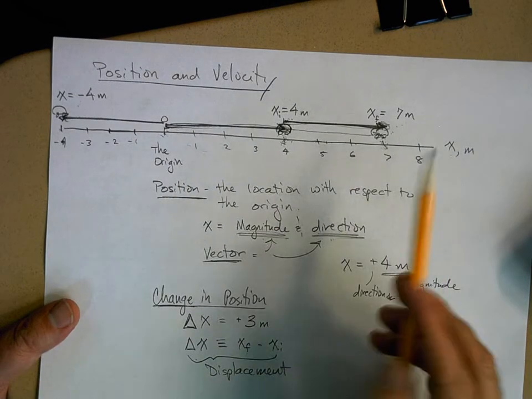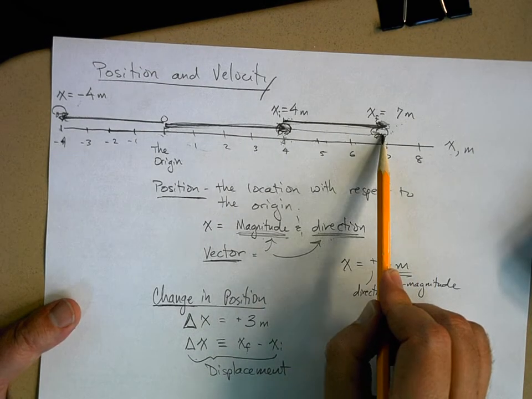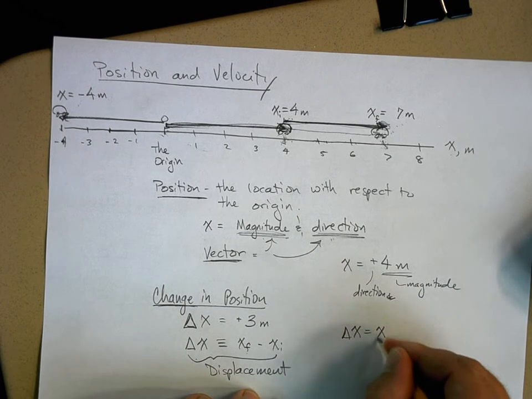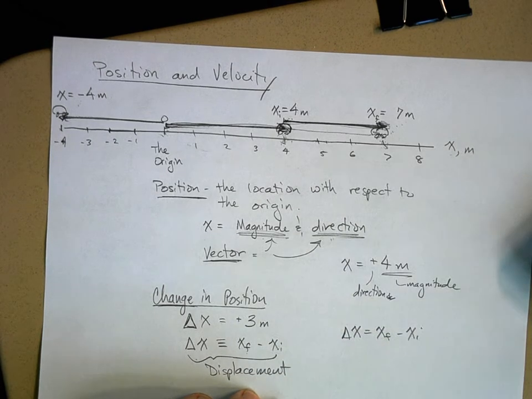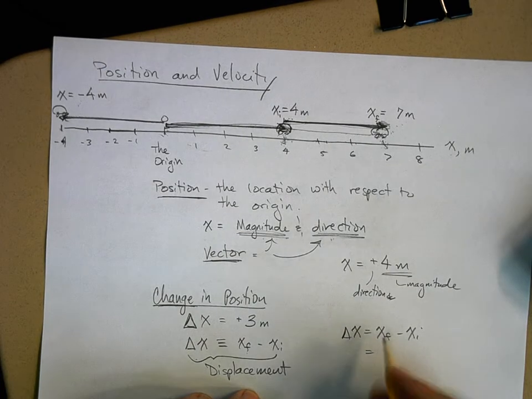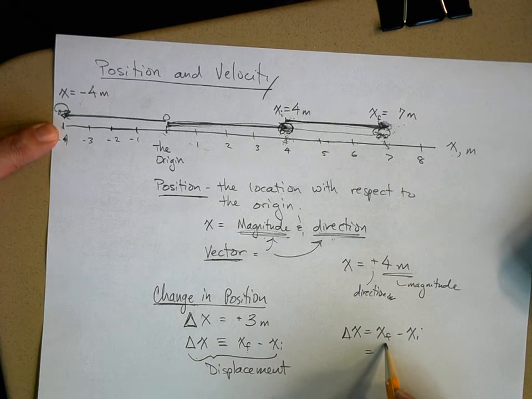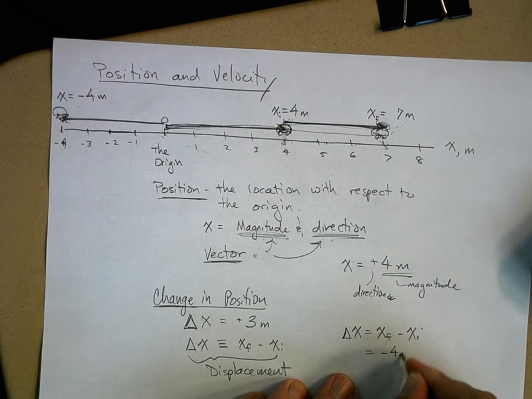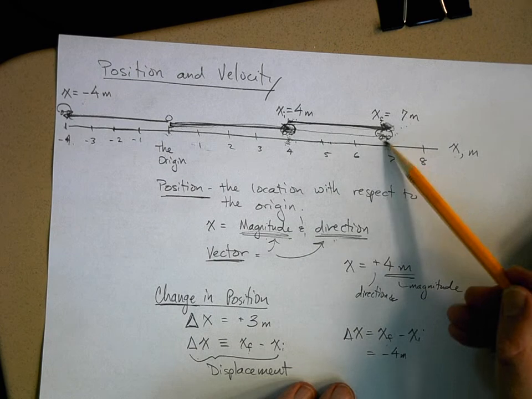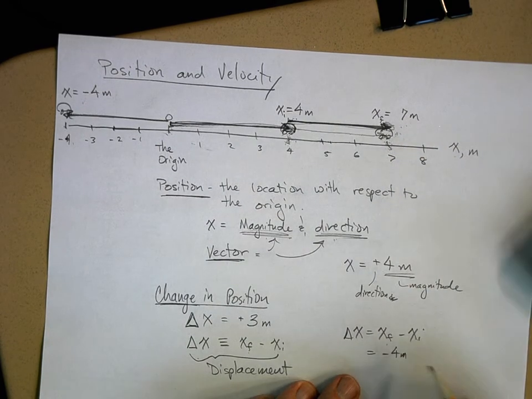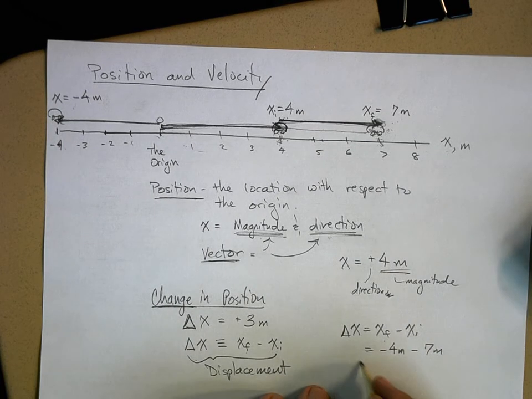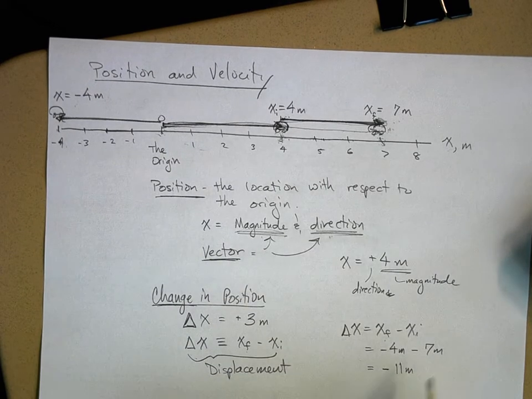So what's the displacement vector from here to here? Well, we can say delta x equals x final minus x initial. Where's x final? It's over here. So we'll say x final is negative 4 meters. Where was my initial position? Well, let's say we started over here, so it's minus 7 meters. So what is negative 4 minus 7? Negative 11 meters.